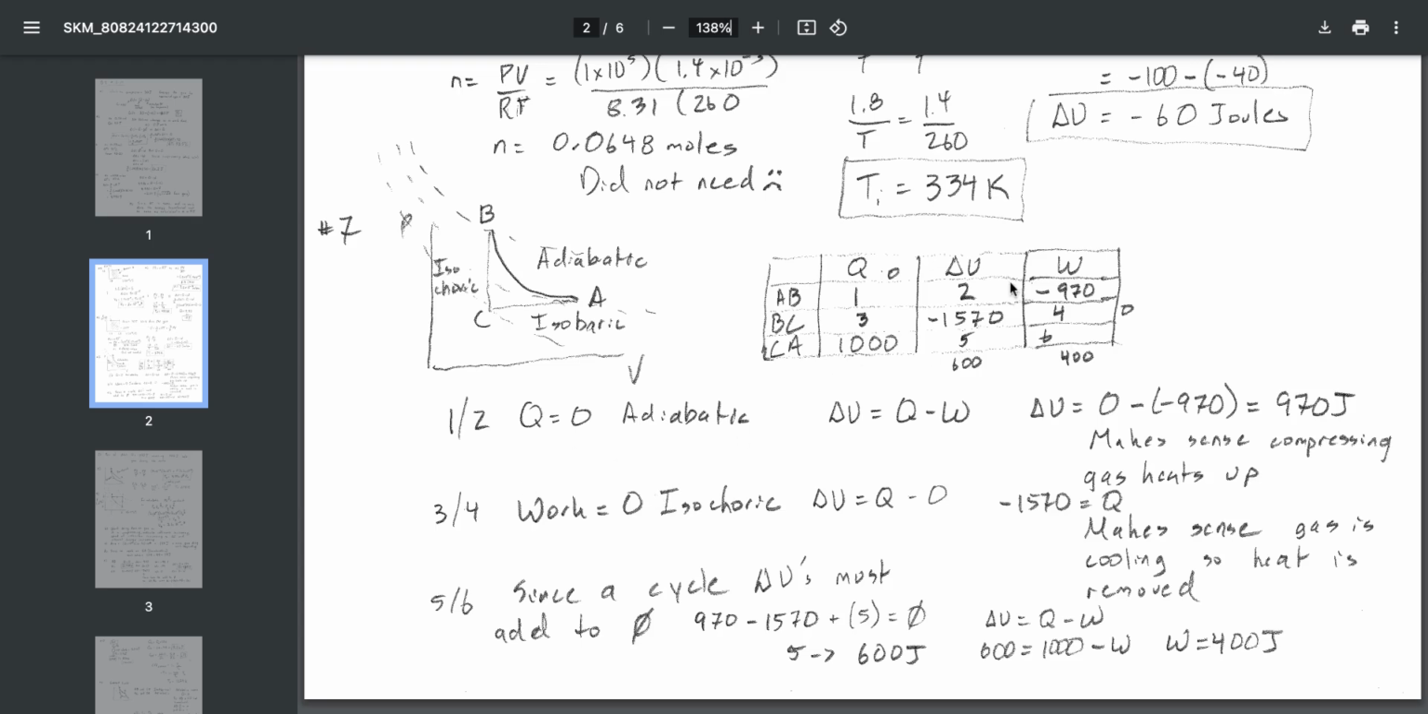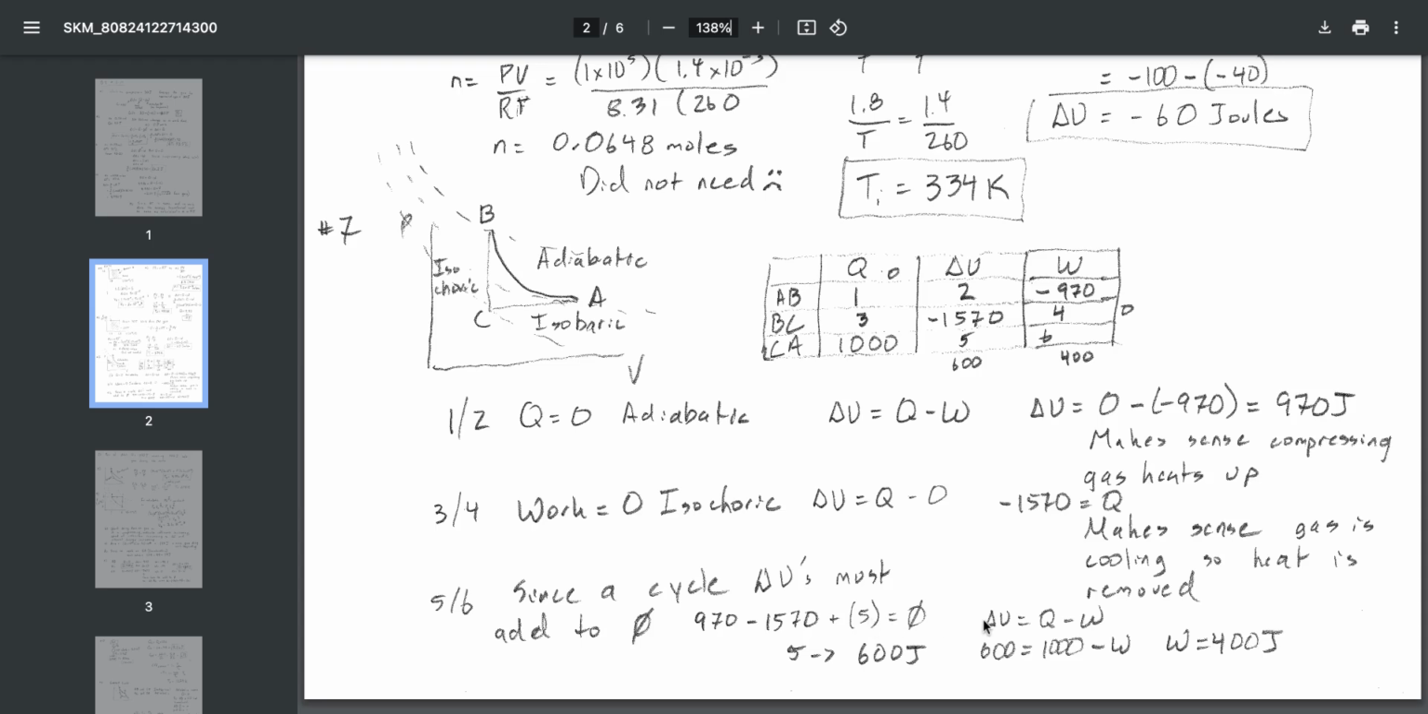Now, here's the key. For 5 and 6, what you got to remember is that if you start at A and you go A to B, B to C, and then you go back to A, then the overall change in internal energy for the cycle has got to be 0. So up here it's 970. Here it's negative 1570. So these all have to add up to 0. So 5 has got to be 600 because, again, they've got to add up. So 970 minus 1570 plus what is going to equal 0? That's got to be 600 joules.